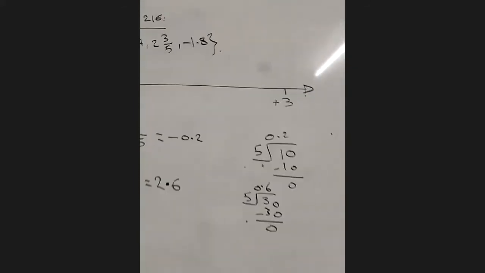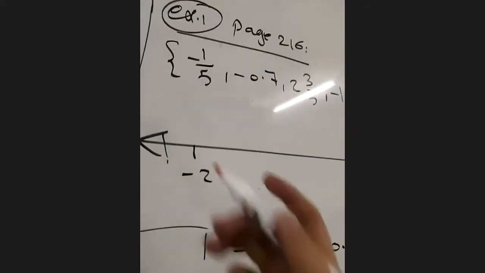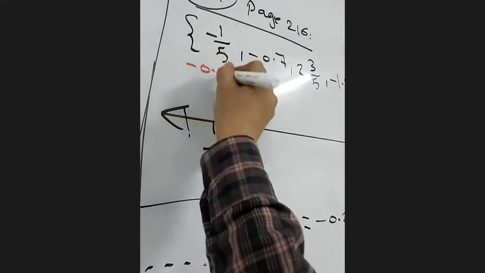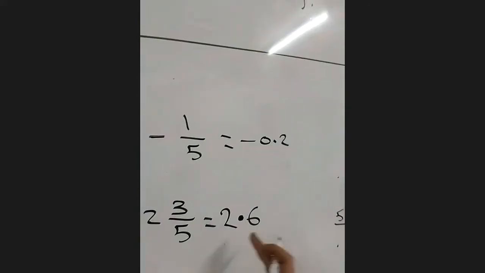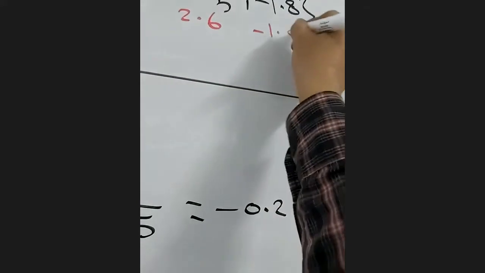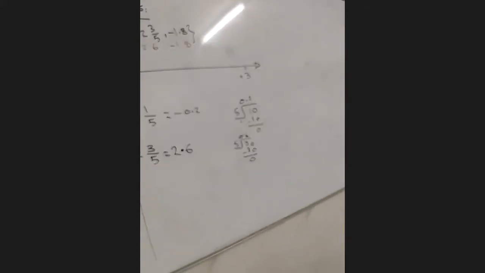Now, this one, look here what I'll do, guys. I will take another color. This one, negative 1/5, it is negative 0.2. This one is ready. This one, it is 2.6. This one, it is ready, right? Now, what I will do, look at the board, guys, and please focus with me, please.